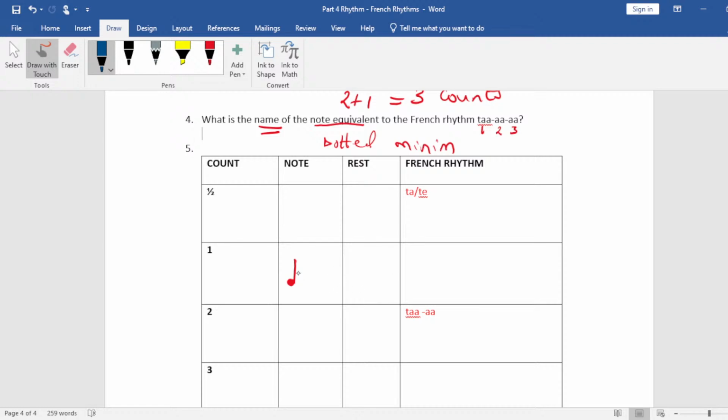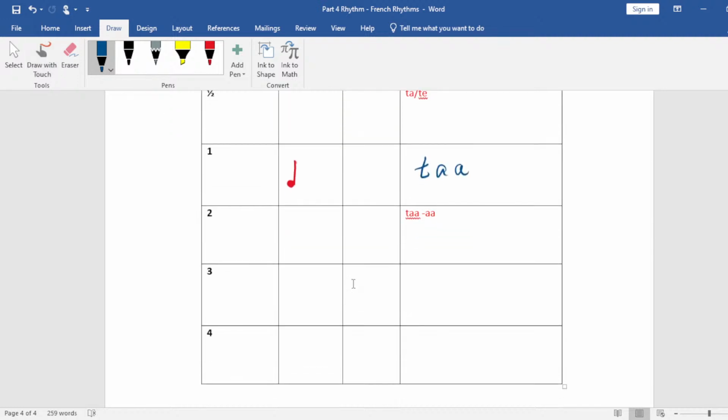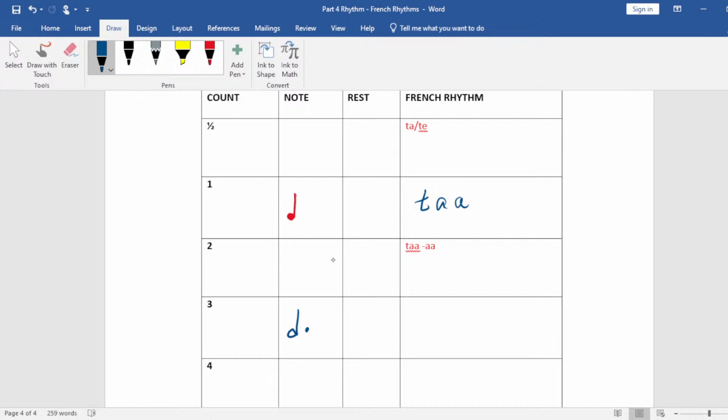The equivalent French rhythm for the crotchet will be ta. If, for example, you are given this for three counts, these are dotted minim. You are asked to write the equivalent rest. It is a minim rest, which means it's facing down, with a dot.